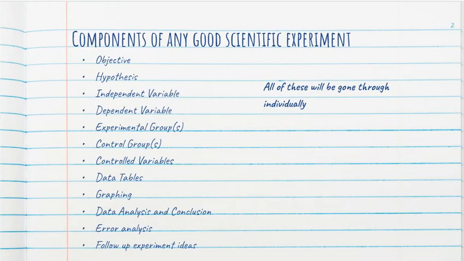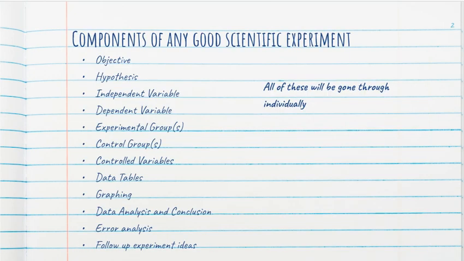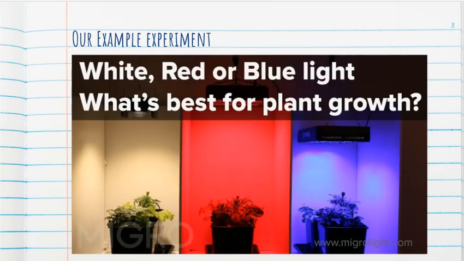Okay, and when you're doing a lab write-up, more on that later, this is typically the order things go in. Don't worry about that so much right now. We're going to go through each one of those on its own. So we're going to start with a basic example of looking at what color light helps plants grow the best, red, white, or blue. And we're going to then walk through this whole list, but with this example experiment, okay?